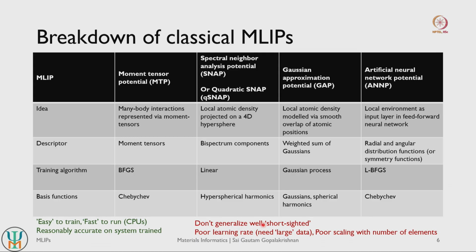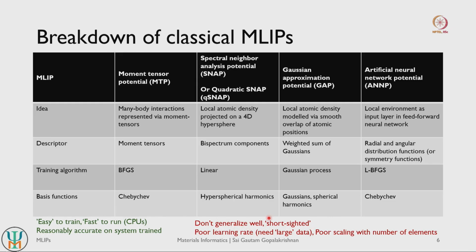So if you have trained, for example, a machine learning potential on a specific system, so that could be sodium chloride, you cannot expect that moment tensor potential to suddenly do well on cesium chloride or potassium chloride, right. So you will have to retrain, and when you retrain you may lose the accuracy on the original system that you had trained your moment tensor potential on. So they typically do not generalize well, these classical MLIPs.